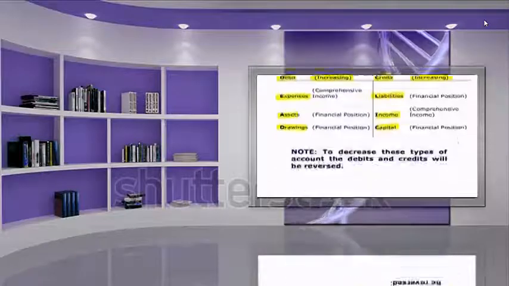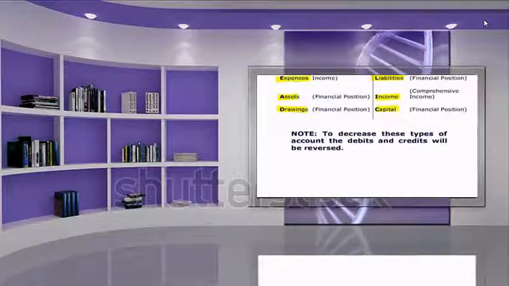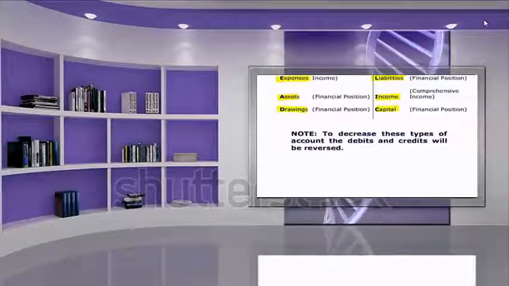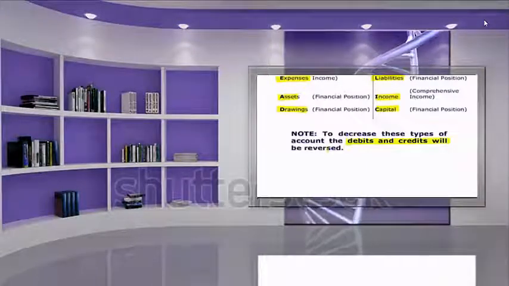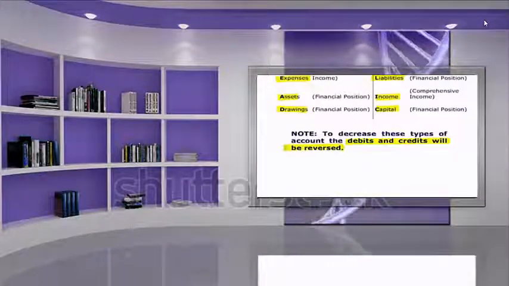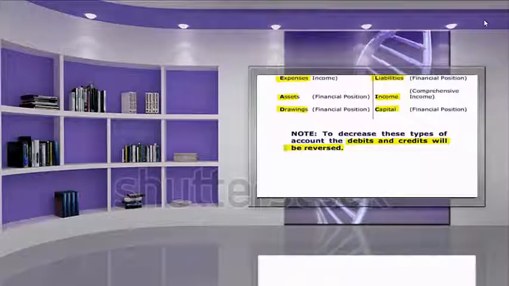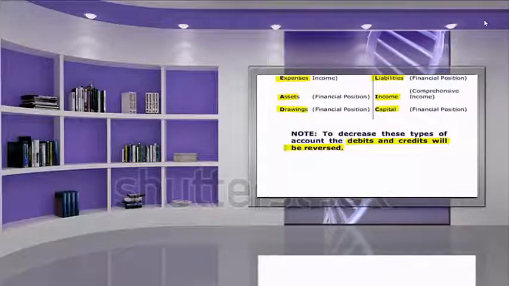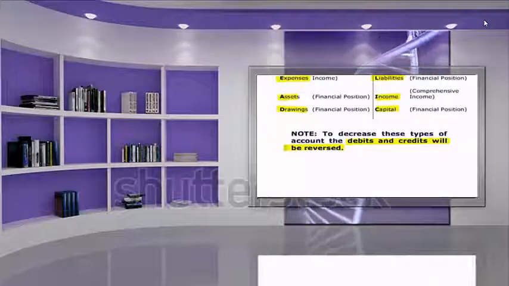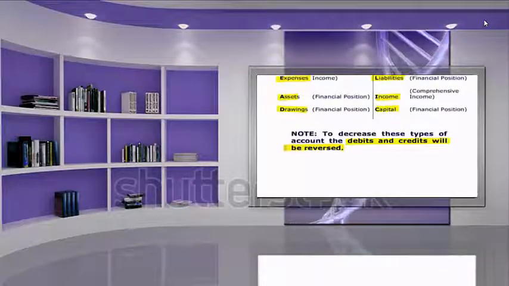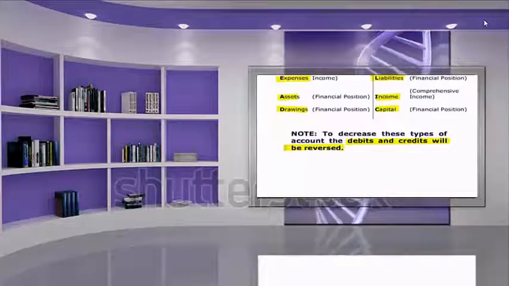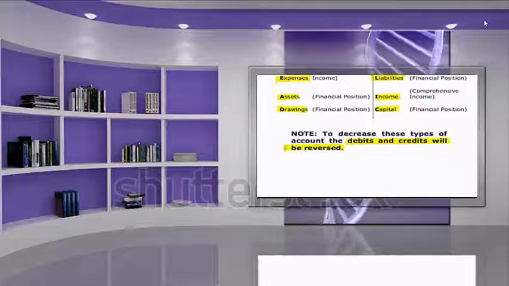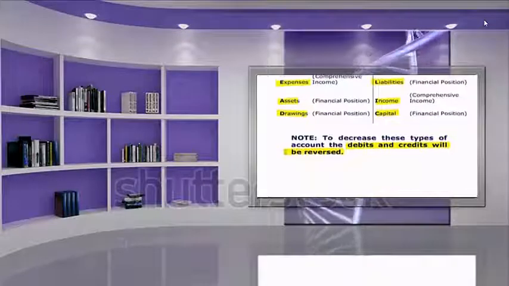All right, so make sure that you note that to decrease all these different types of accounts, the debits and credits will be reversed. But if you know how to increase an account, then the decrease would be the opposite. And that's why we remember DEADCLIC. Now we're going to use this DEADCLIC in our next example, which will be in our next session.